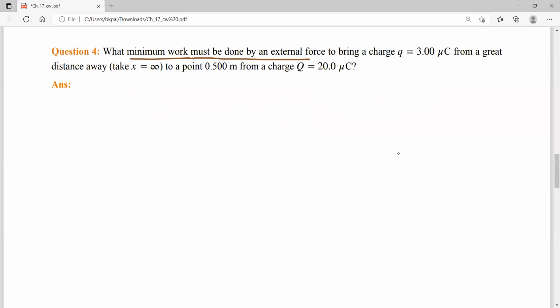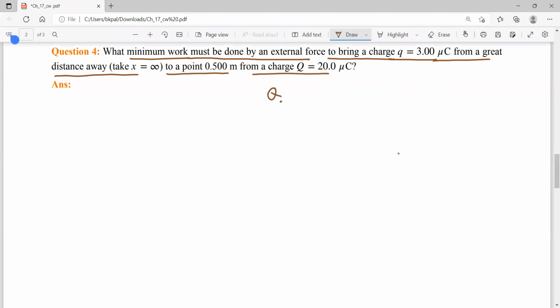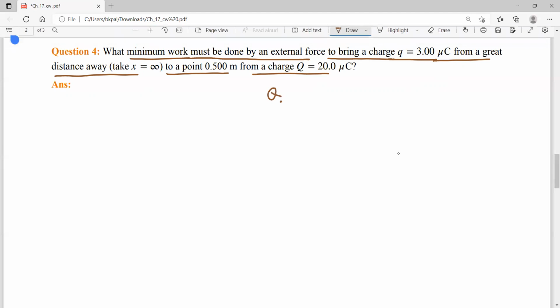And what is the situation? The situation is to bring a small charge q from a great distance to 0.50 meter from a charge Q. If I draw this, let's say here we have the big Q, a 20 microcoulomb charge, and it is positive. Now q is also positive.